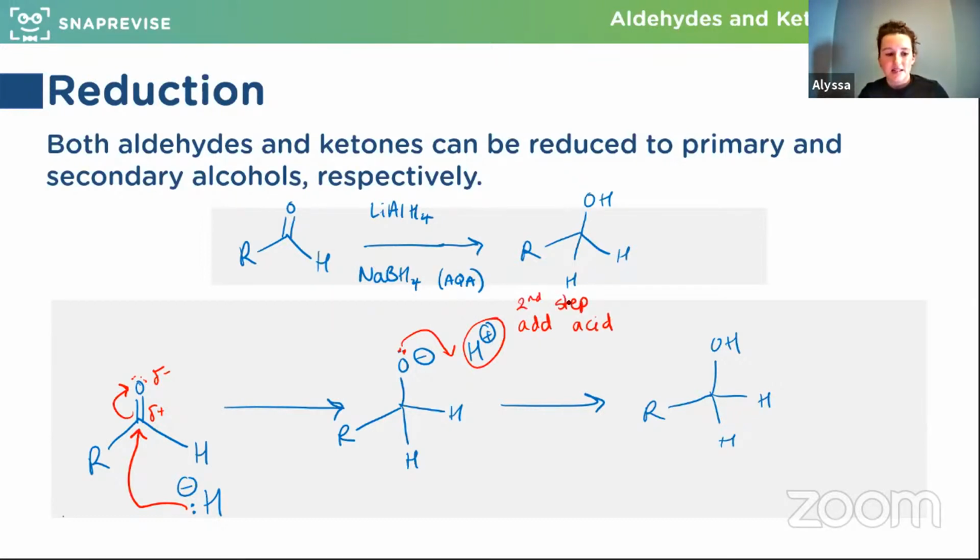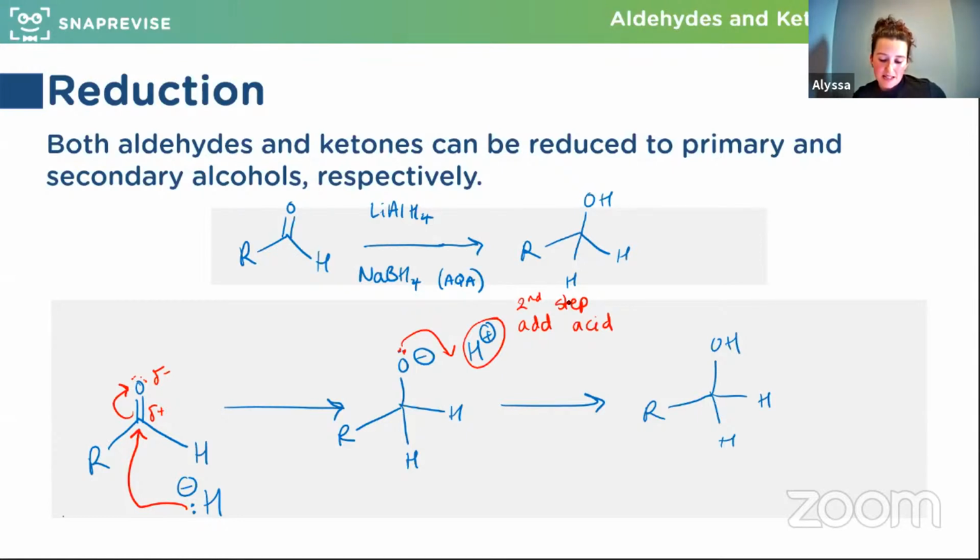Would be to add an acid, and that becomes the second step in order to protonate our O minus. Oh yeah, Lucy, you're right.